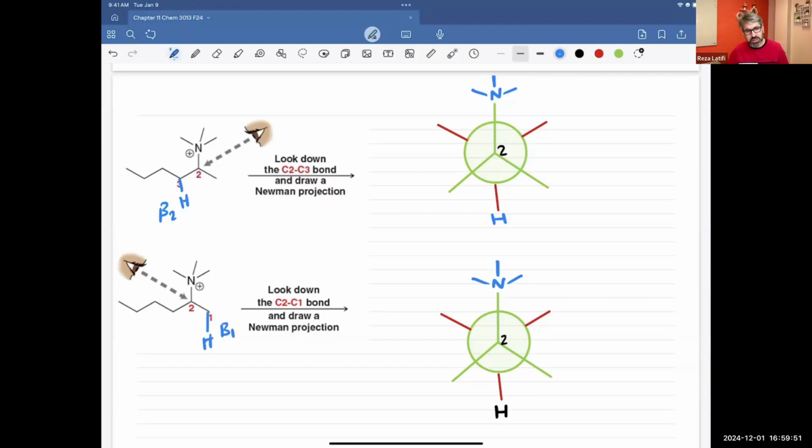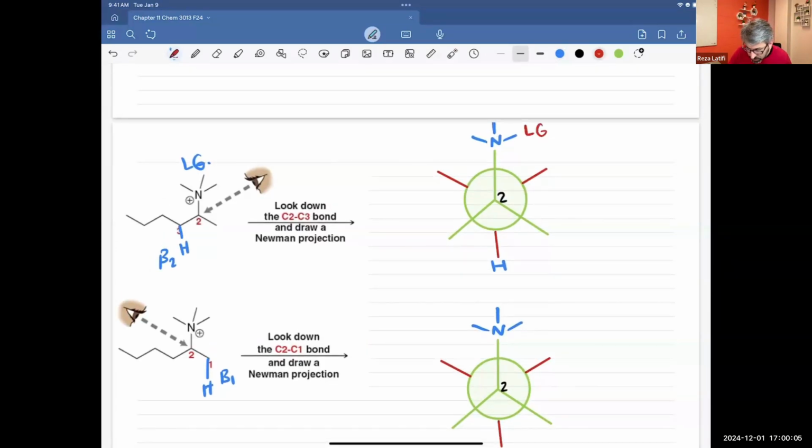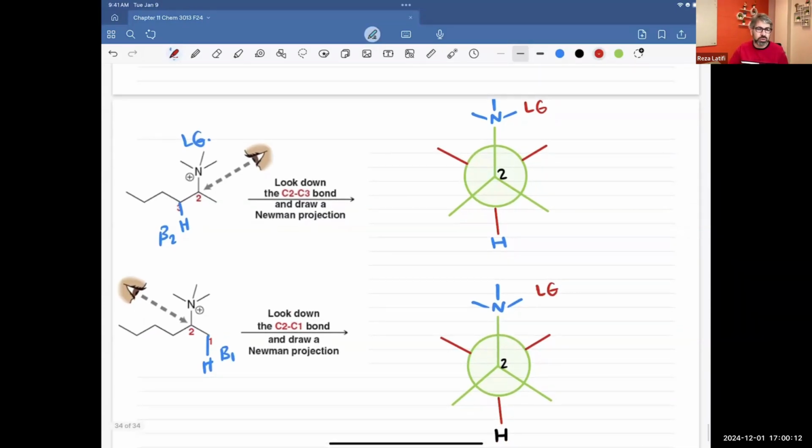I know for E2 elimination, the leaving group and hydrogen must be in anti-position. They must be 180 degrees from each other. So I'm going to put the leaving group and hydrogen 180 degrees apart. Now, if we look from carbon number 2 to carbon number 3, on carbon number 2, we will see a leaving group and also a methyl. Put the methyl wherever you want. Say I put the methyl here. On that carbon, I have a methyl and also one hydrogen, which can be anywhere.